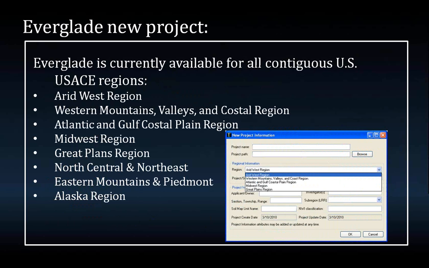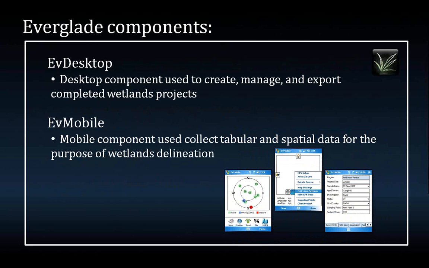Everglade is currently available for all wetland regions within the contiguous United States and Alaska. This includes the Arid West region, Western Mountain Valleys and Coastal region, Atlantic and Gulf Coastal Plain region, Midwest region, Great Plains region, North Central and Northeast, Eastern Mountains and Piedmont, and the Alaska region. So a person who purchases the Everglade software gets the information for all of those regions.